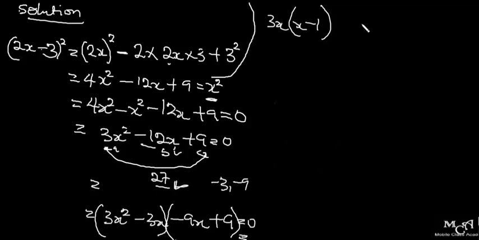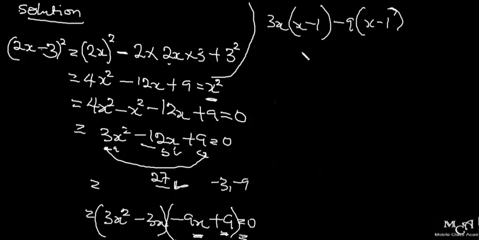Between negative 9x and plus 9, what do we have in common? We have 9 in common. So we have negative 9 into x minus 1. Minus 9 times x is going to give minus 9x, which is what we have here. Then minus 9 times minus 1 is going to give plus 9. That's what we have here.